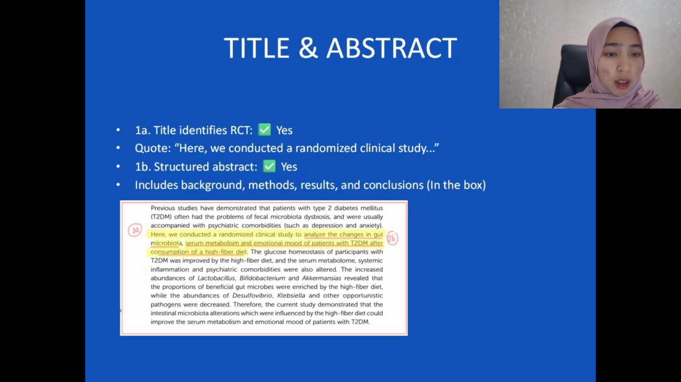First is title and abstract, items 1A and 1B. Item 1A requires that the title identify the study as a randomized trial. This article says, we conducted a randomized clinical study. And then item 1B is for a structured summary. The abstract in this paper includes background, methods, results, and conclusion. So far, so good.